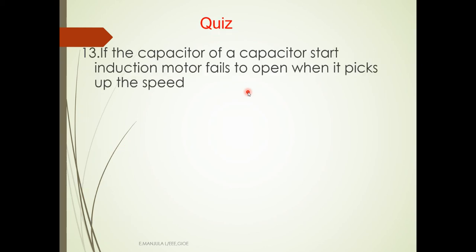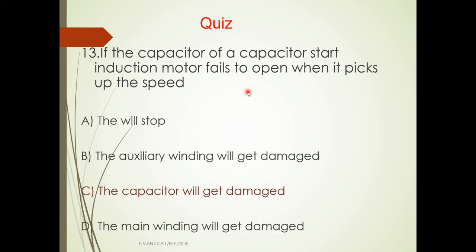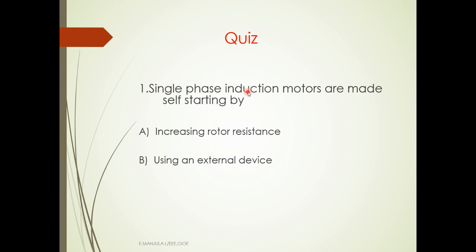If the capacitor of a capacitor start induction motor fails to open and picks up the speed, the capacitor will get damaged. Single phase induction motors are made self-started by using an auxiliary winding, using an external device, increasing rotor resistance, or any of the above. Using auxiliary winding.